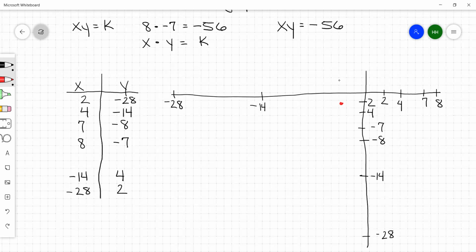Oh, yeah, my bad. Good call. Give me my eraser back. So we got this 2 right here and the 4.